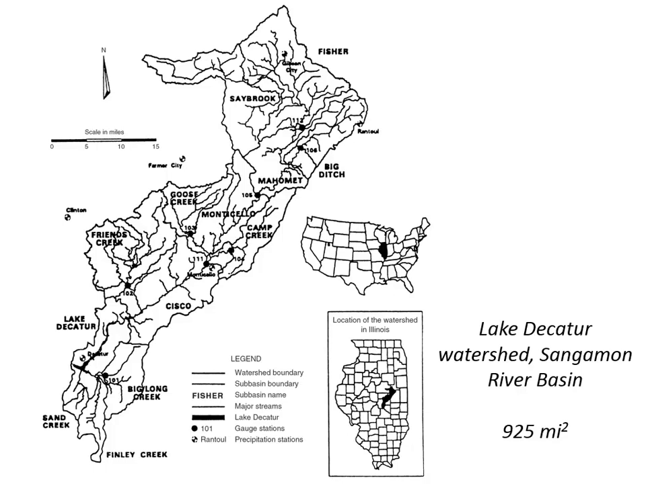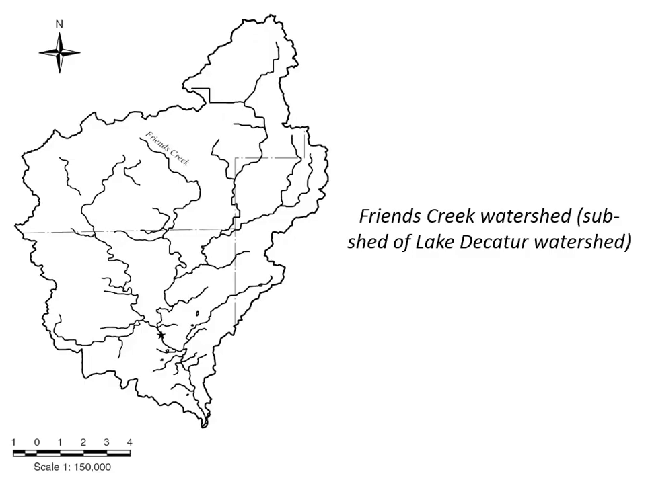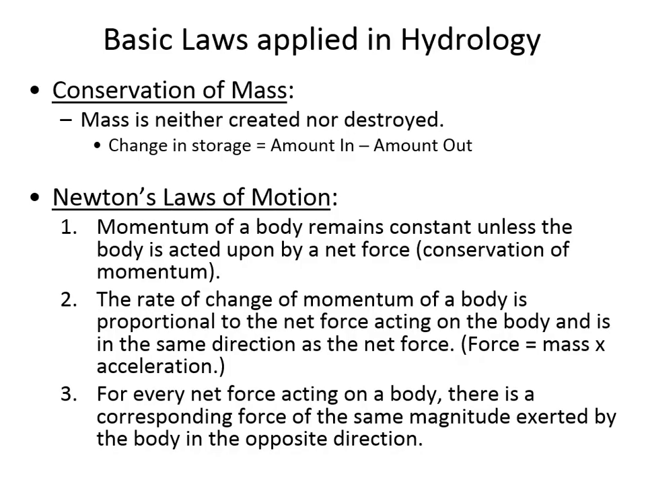If you tried to model this in the computer using a DEM, it would take a really long time. But you can even zoom in on a small section of that Lake Decatur watershed and get into the Friends Creek watershed.